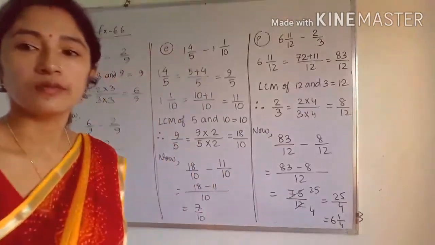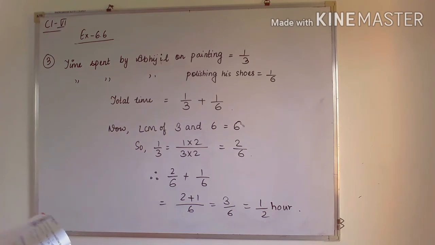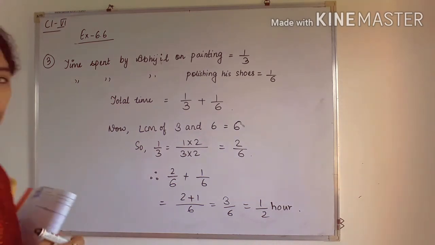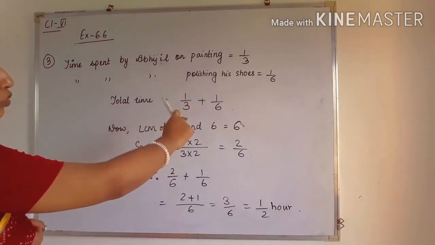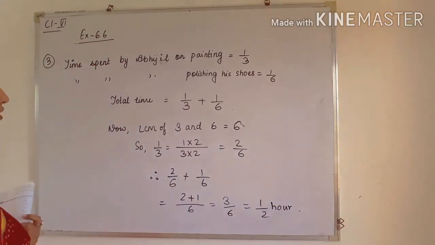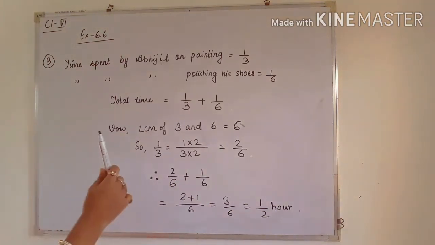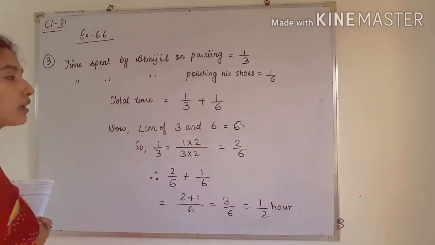Okay students. So see the next question, question number 3 here. It is given that Abhijit spent 1/3 of an hour on painting his toy aeroplane, and the time spent by Abhijit on polishing his shoes is 1/6 of an hour. Okay, so we have to find the total time he spent together. Together means how much time he is spending in total. So we have to find the total time. So for finding the total time we have to add the two fractions.